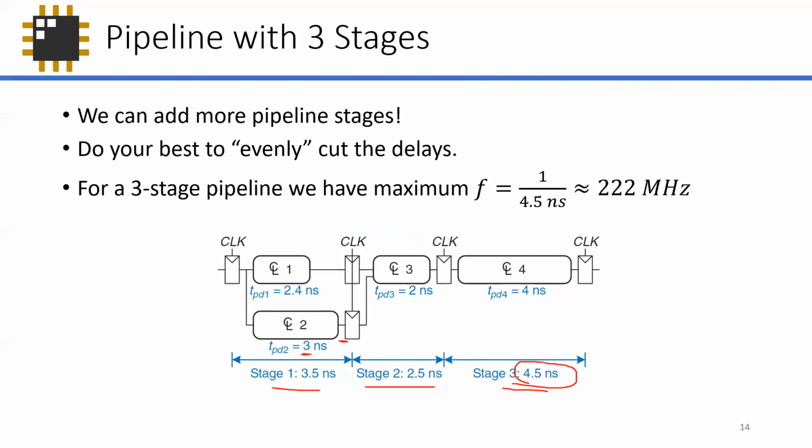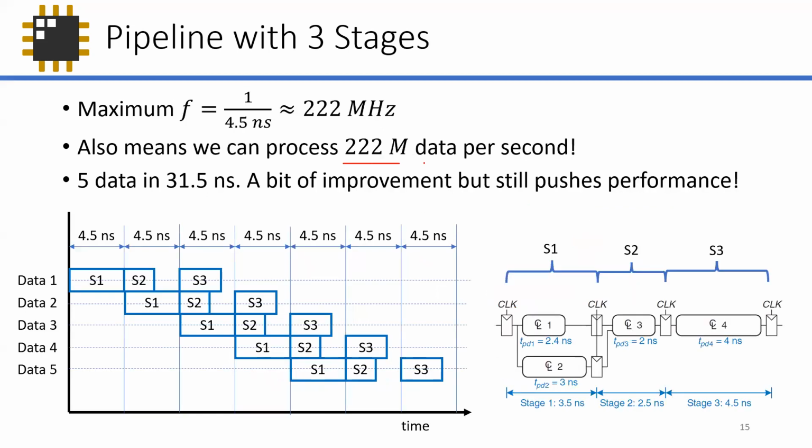Right? Because that's the amount of clock that we need to properly process the third stage or combinational logic 4. Totally fine, not a problem, because the previous one was using around 5.5 nanoseconds. We're still getting a bit of a 1 nanosecond speed up there. So if you calculate the maximum frequency, you get around 222 megahertz. And that means you can process 222 mega data samples per second. And if you draw the pipeline, it's over here. So you can actually process 5 data in 31.5 nanoseconds, right?